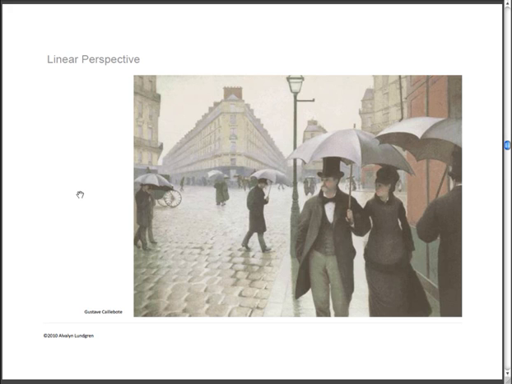It so happens that horizon will occur at eye level, but if you can't see horizon, such as in this case, you really can't see the horizon because of the architecture, eye level still exists. It exists because it relates directly to you, the viewer.